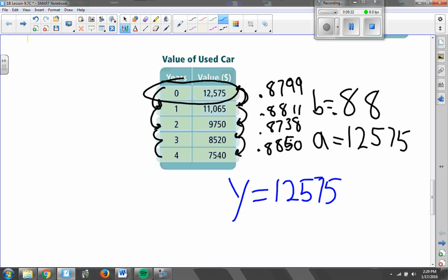So my function here is y equals 12,575 times 0.88 to the x. That is a good approximation for that data. I can use it to get approximations for other years.